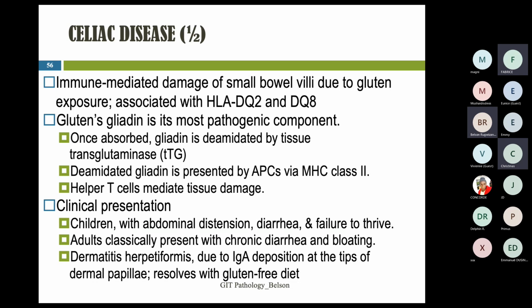So there are clinical signs. Usually children present with abdominal distension, diarrhea, failure to thrive, ni ukuvuga n'umwana akivuka akomeza guhondobera. So adults classically present with chronic diarrhea and bloating, dermatitis herpetiformis, and so on because of deposition of IgA antibodies. So muri rusange ni indwara ikira iyo ahagaritse ikintu cyose cya gluten.